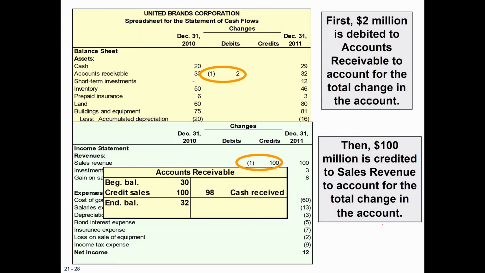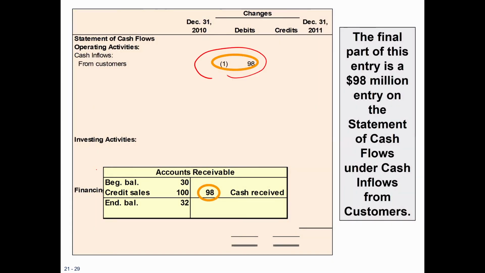So remember we need to debit 2 to accounts receivable, right? So this is accounts receivable. We should debit 2, so we put it in the debit column. Since this is a debit column, we put the 2 over there, and then we should credit 100 to sales revenue, in the credit column. And then we should debit 98 to this.